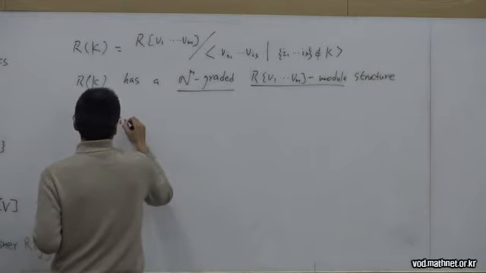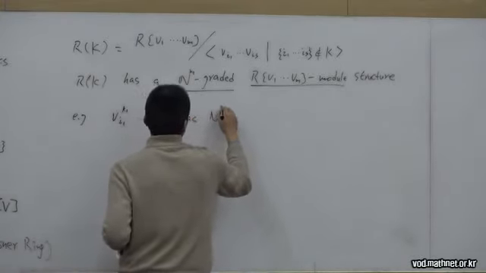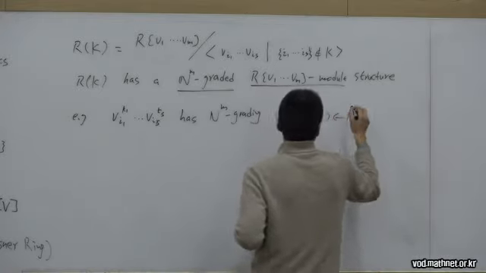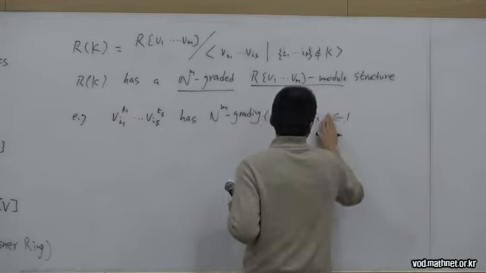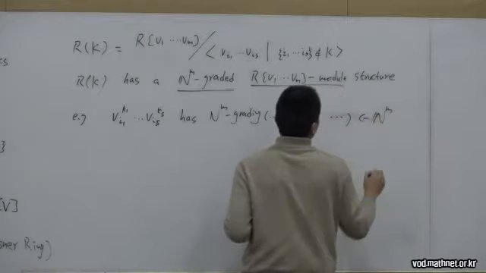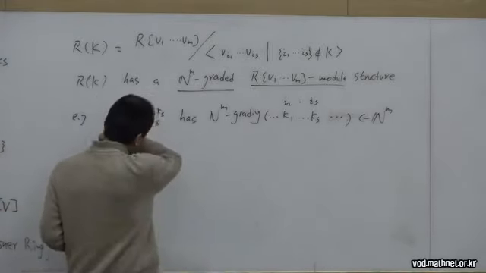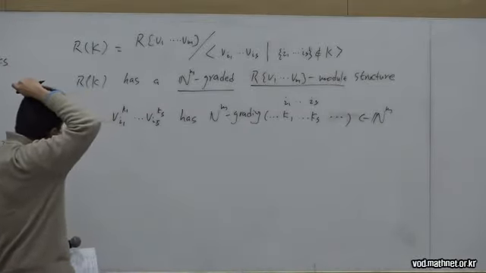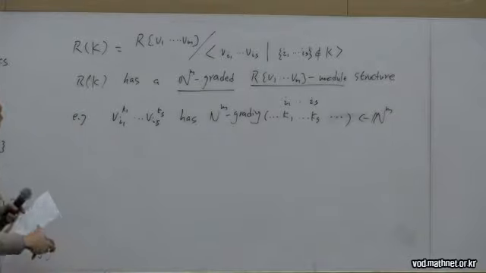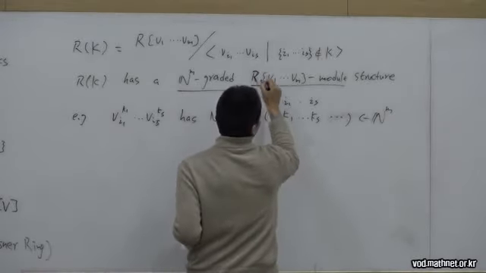For example, we say v_{i1}^{k1} ... v_{is}^{ks} has N^m grading (k1, ..., ks), which is considered as a vector in N^m. So for a monomial like this, we define its grading to be this vector. So the face ring inherits this N^m grading from the polynomial ring. Okay, so it has an N^m-graded module structure over this polynomial ring.